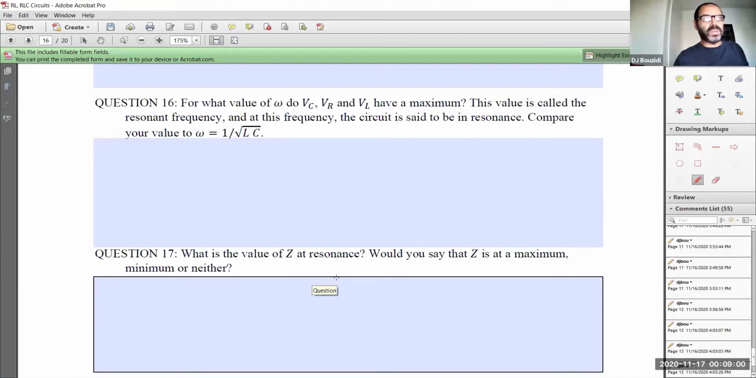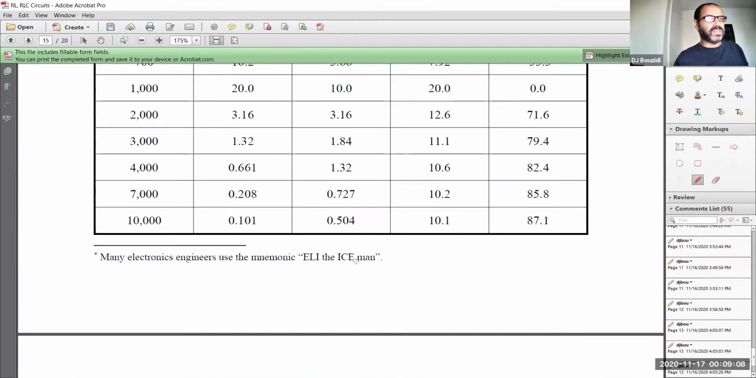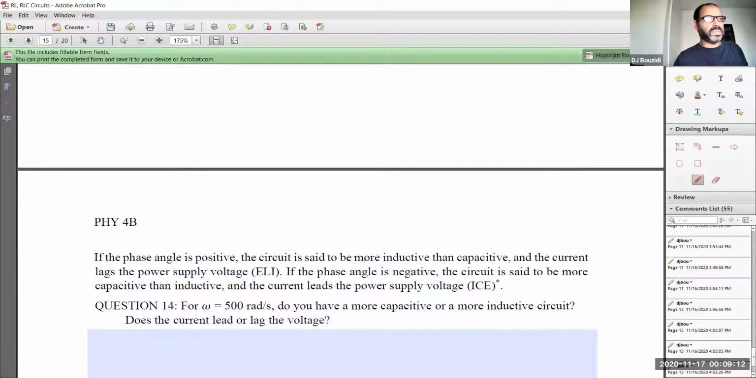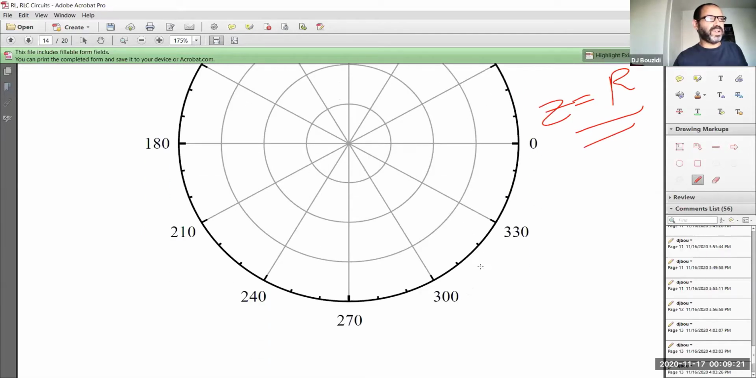It's not going to be exactly equal, by the way, but it should not be too far from it. What is the value of Z at resonance? So again, the value of Z at resonance should have to do with R, because at resonance these two should be canceled. The circuit is not inductive or capacitive. Typically this is the value, so it should not be too far from 5 ohms.